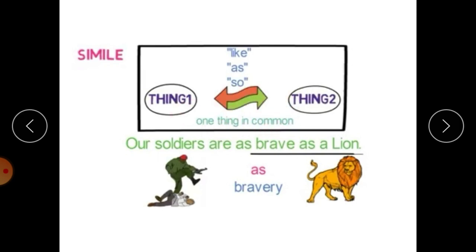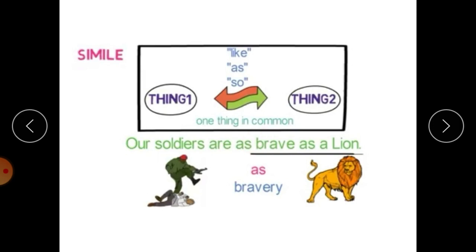Let's understand simile with some examples. Our soldiers are as brave as a lion. Here, we are comparing two different things, soldier and the lion, using the word as. And what is the thing that is common in both of them? It is the bravery. They both are known for their bravery. So here, as brave as a lion is a simile.